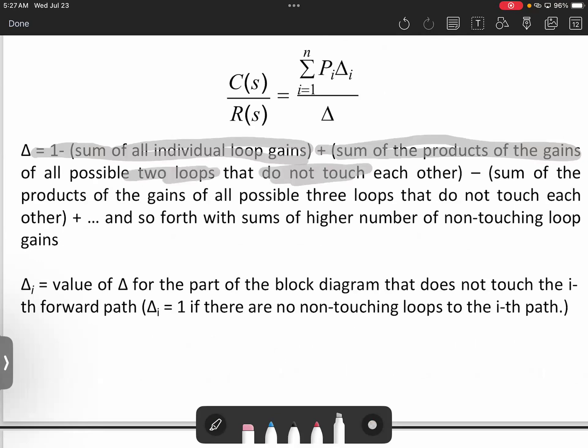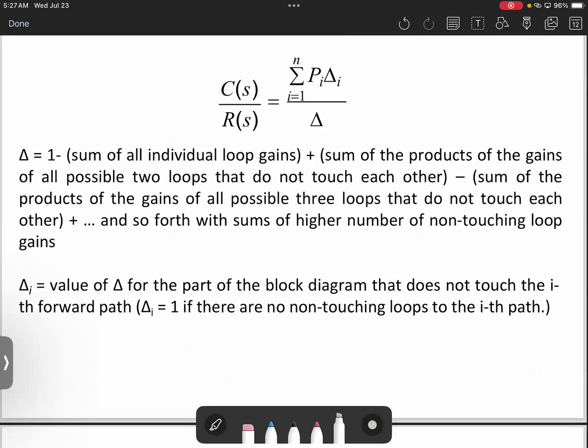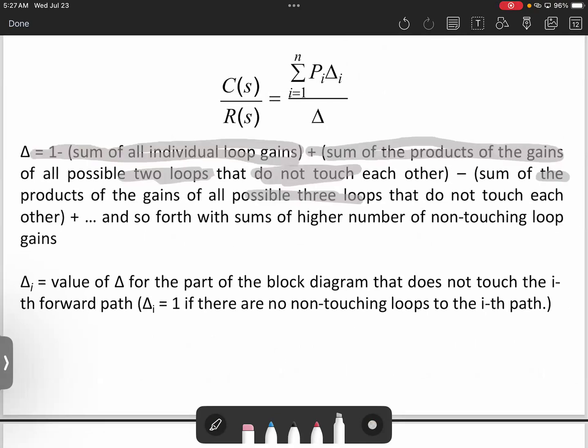Minus the sum of the gains of loops where 2 loops don't touch, plus the sum of 3 non-touching loops, and so on until we reach the higher order. As for delta I, any loop that touches path I will be substituted as 0. Okay, what does this mean?